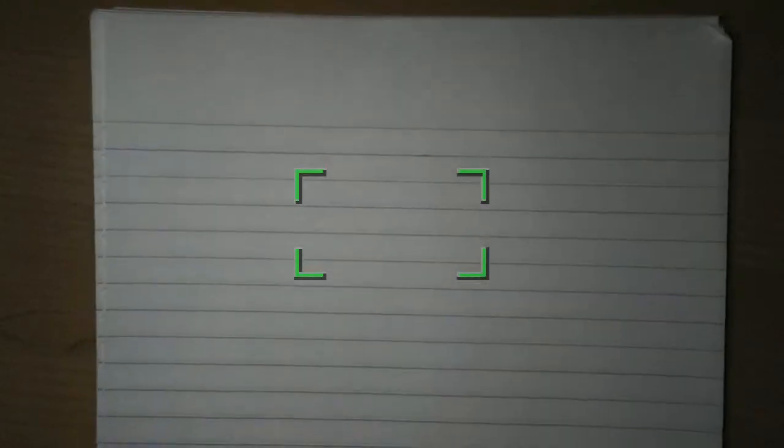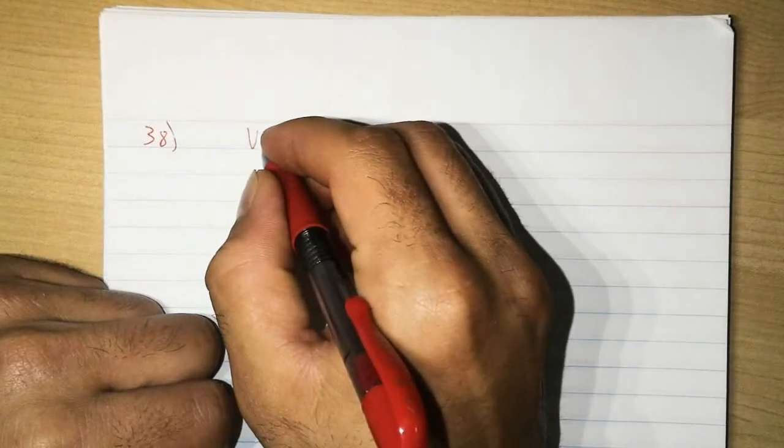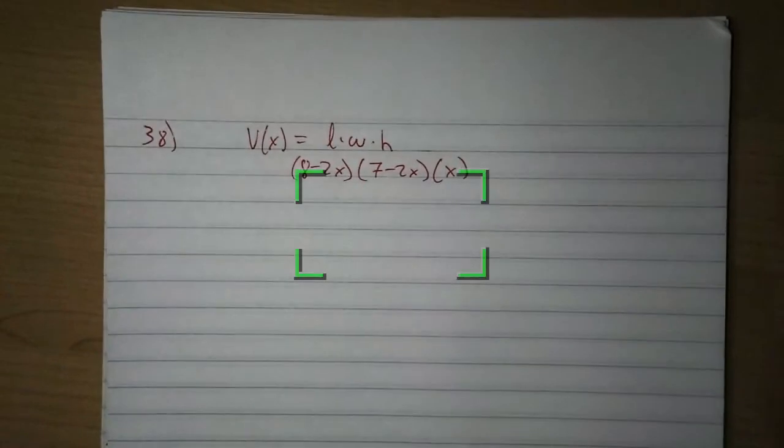So for number 38, volume of a box, we have length times width times height. So we said 8 minus 2x times 7 minus 2x times x. Oh, a little blurry. Alright.